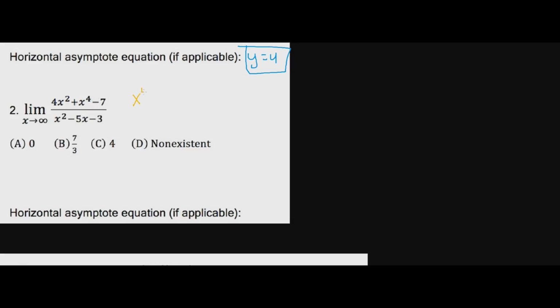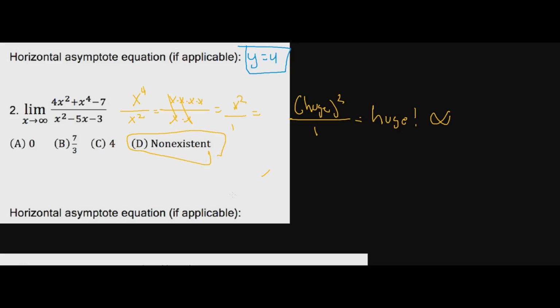So we're going to get x to the 4th divided by x squared. Well, this is 4 x's on top, 2 on the bottom, they cancel out, and we're just going to get x squared over 1. And as I plug in infinity, well, it's going to be a big number, it's huge squared, which is just still huge. It keeps going to infinity. So our y value is non-existent, and the horizontal asymptote is not applicable. It does not exist.